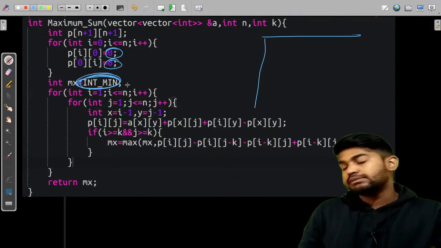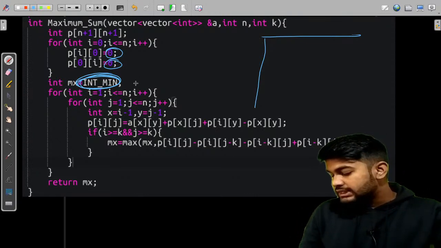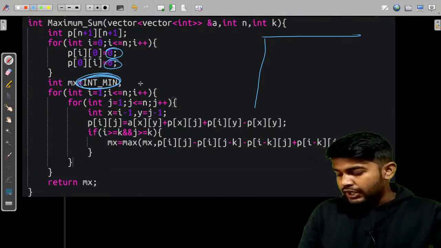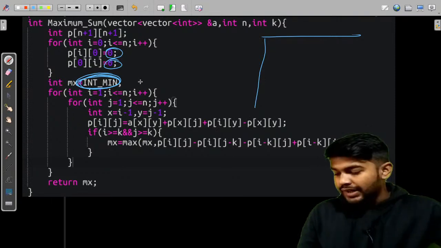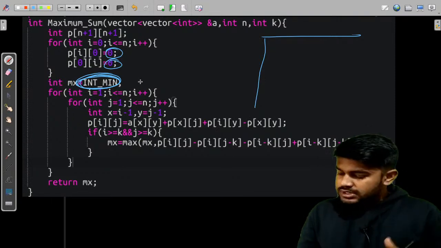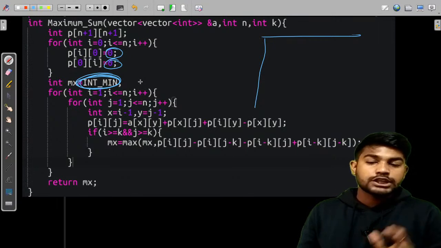integer, the minimum negative integer. Shreya, at which point did you not understand? Because we came a long way explaining everything. Just tell me the point where you did not understand, and I would explain it to you.